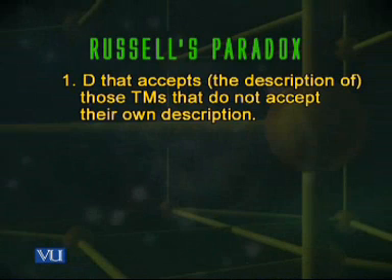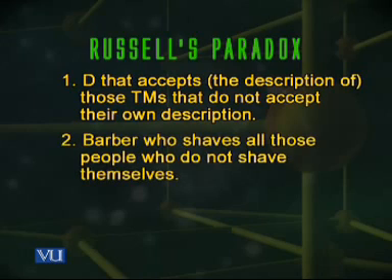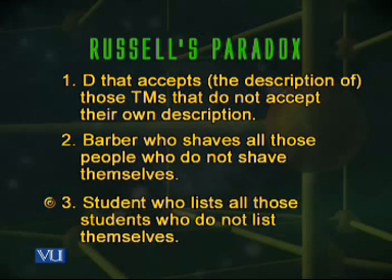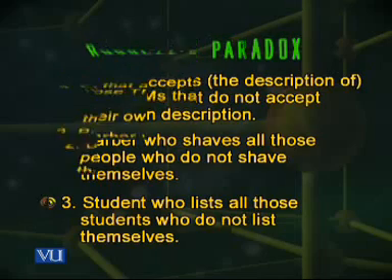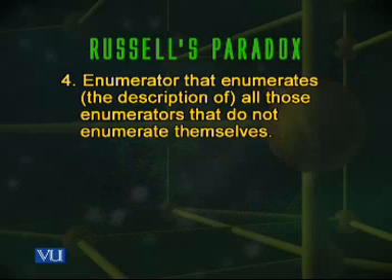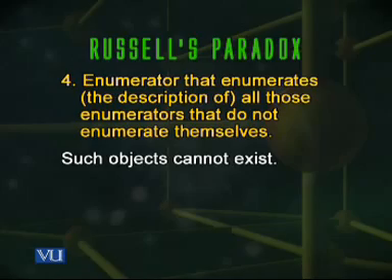Let's look at these 4 examples that we have looked at. We came up with this Turing machine D that accepts the descriptions of all those Turing machines that do not accept their own description. In the second example, we have a barber who shaves all those people who do not shave themselves. In the third example, we have a student who writes down the names of all those students who don't write down their names. And in the last example, we have an enumerator that enumerates the description of all those enumerators that don't enumerate their own description. In all cases, we can conclude that such objects cannot exist.